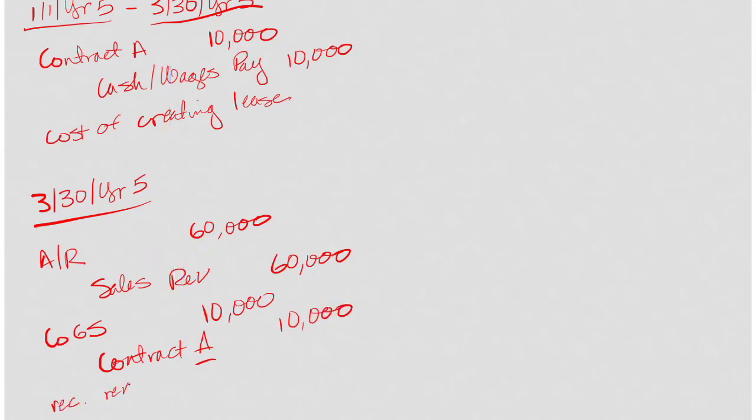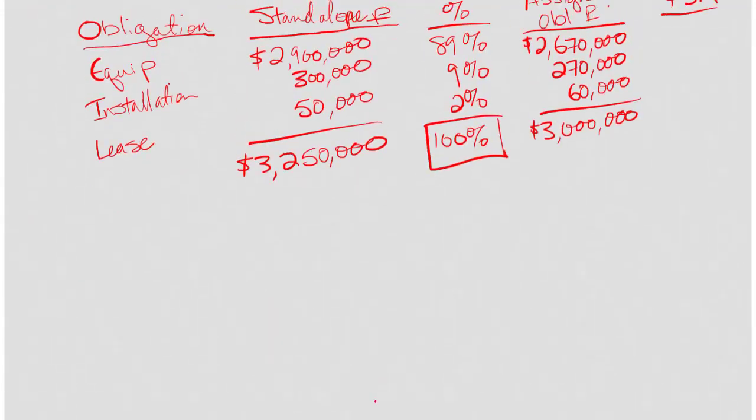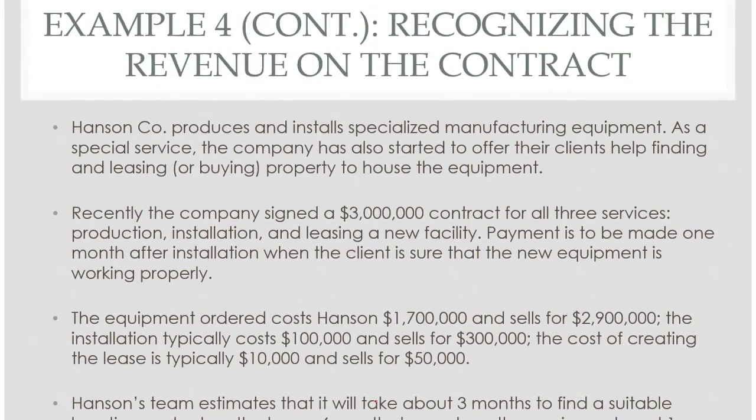Recognize revenue on lease of warehouse. My next obligation is the equipment. And the equipment, just so we've got the number, it's $2.67 million. And if we go back again, it's going to cost me about $1.7 million to produce it. So those are the two numbers that I need. So this is obligation number 2, the equipment.